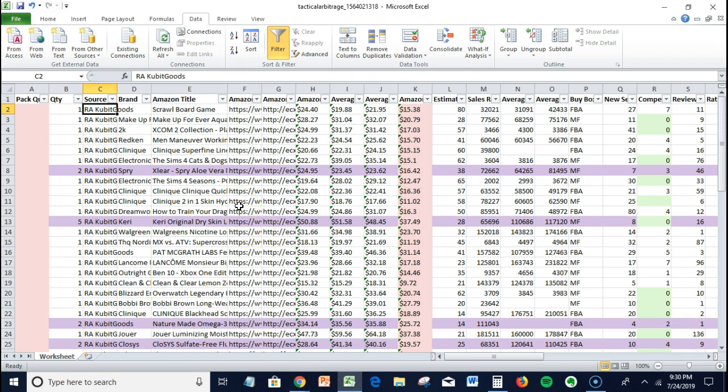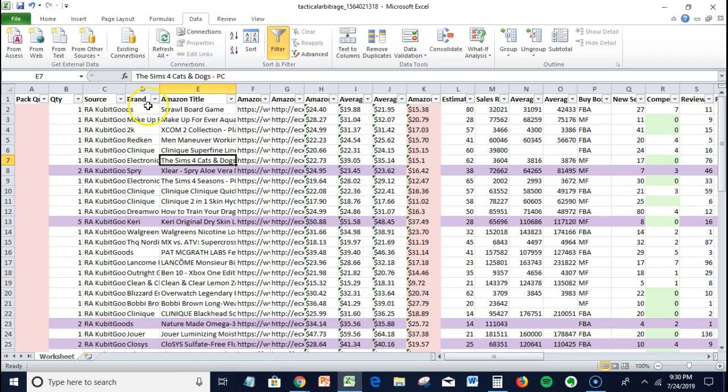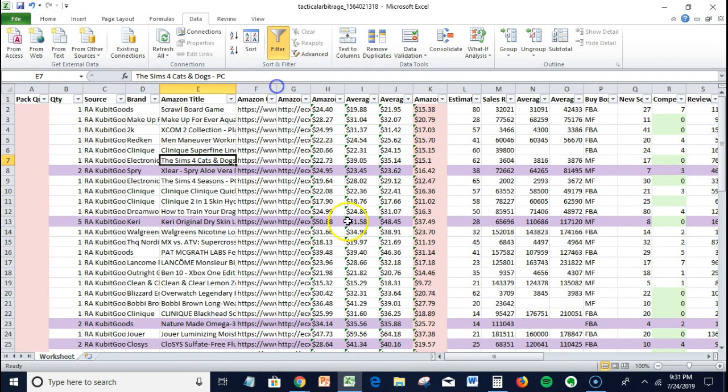So Glenn, this is what you'll actually have: a document that looks like this. This is for one seller. I might do a couple of videos on this, but first, the filters are already set up in Tactical Arbitrage, which is good.